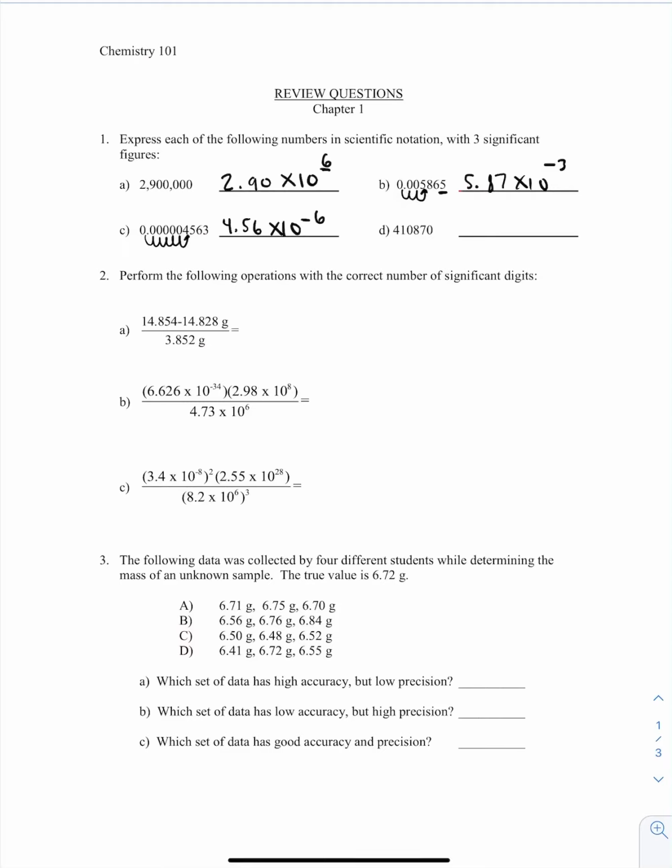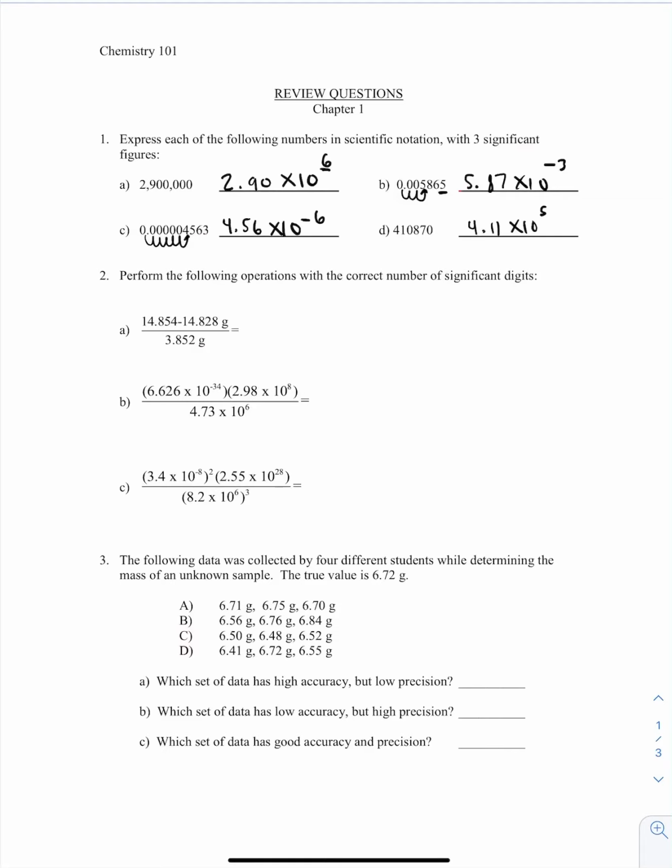Now part D, we have this number, 410,870, and our objective again is to turn it into scientific notation because we want 3 sig figs. So I'm just going to put it in scientific notation and say it's 4.11, rounded off just in case you guys don't see that, times 10 to the 1, 2, 3, 4, 5. So times 10 to the 5th. Okay, and that's our answer for part D. So hopefully number 1 was pretty straightforward and just review for most of you guys at this point. If not, I encourage you guys to practice more on these problems.